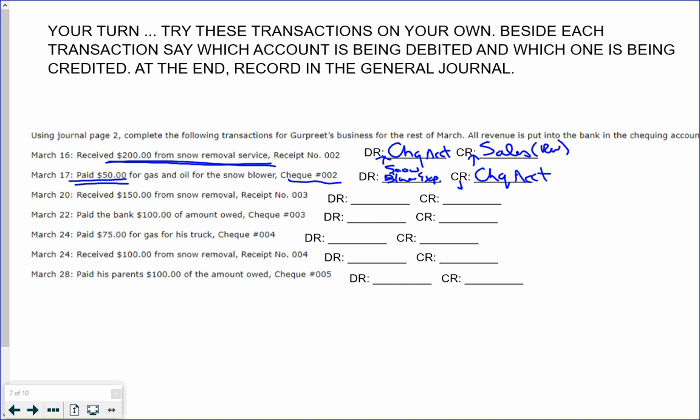Received $150 from snow removal. So again, a customer job. So this one and this one are done the exact same way. Okay, because you received 150 bucks. So checking account is getting debited. Sales revenue is getting credited.